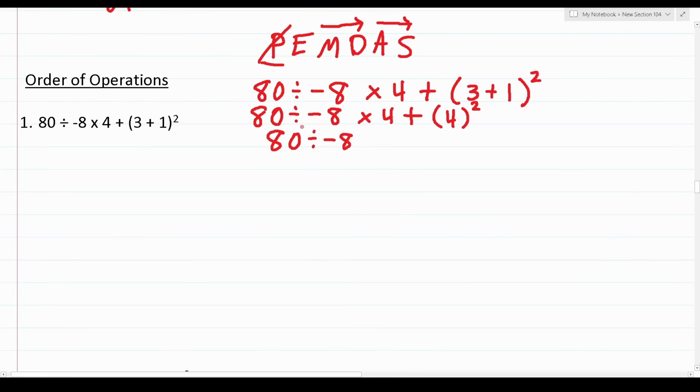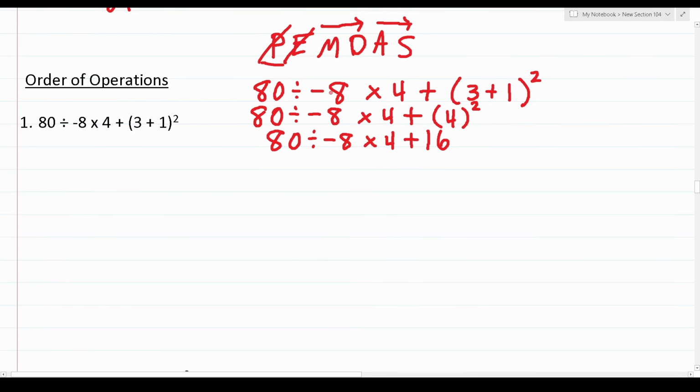And I strongly encourage you to copy down your expression like I'm doing and not to skip steps. Typically, when people skip steps, they get these questions wrong. So -8 times 4. And what is 4 squared? That's the same thing as 4 times 4, which is 16. So this is plus 16. So we took care of our exponents.